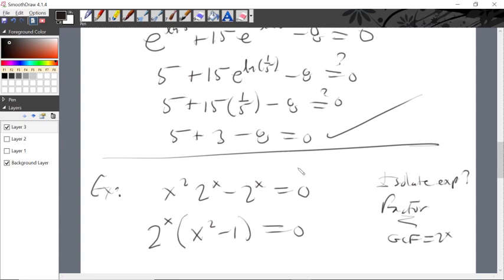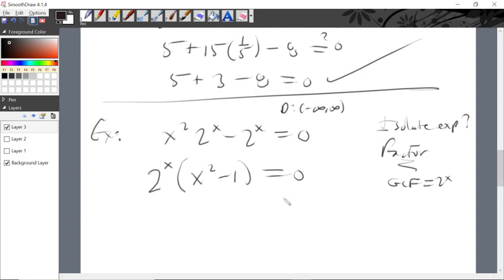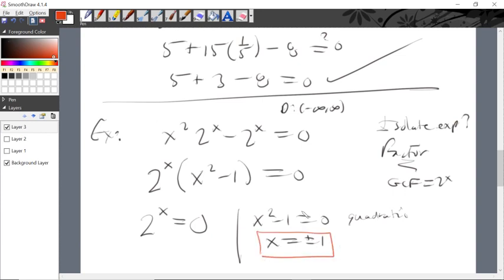Alright, let's make a note of the domain here, just to be sure. The domain is negative infinity to positive infinity. So all values of x are possible. All real numbers x are possible here. So now we have a product of factors equal to 0. So we can set each of the factors equal to 0. That is either 2 to the x is equal to 0, let's take a look at that in a moment, or x squared minus 1 is equal to 0. And that's quadratic. Pretty easy to solve too, right? x is equal to plus or minus 1. So we have two potential solutions there to check.